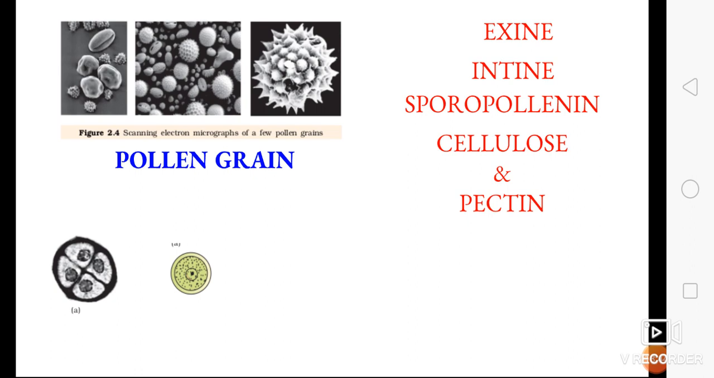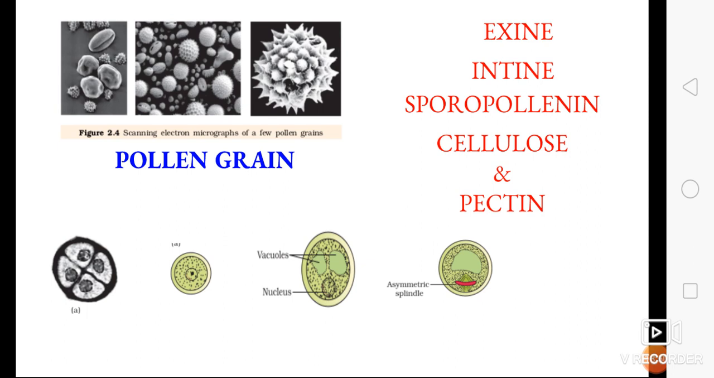Then this microspore further develops. It undergoes division by mitosis. As a result, 2 cells are formed, one big and one small. The big cell is the vegetative cell, and the small cell is the generative cell. Then the anther breaks and the mature microspore, the pollen grain, is released at this stage. In many plants, the pollen grain is released when it is in the 2-celled stage.